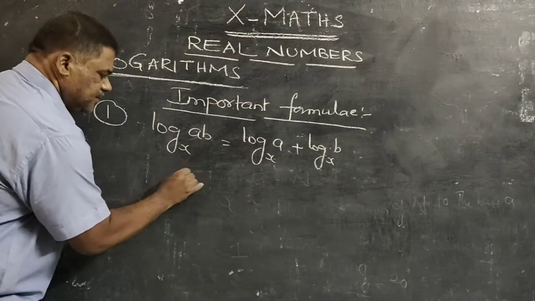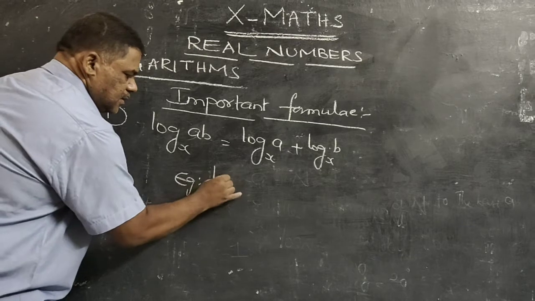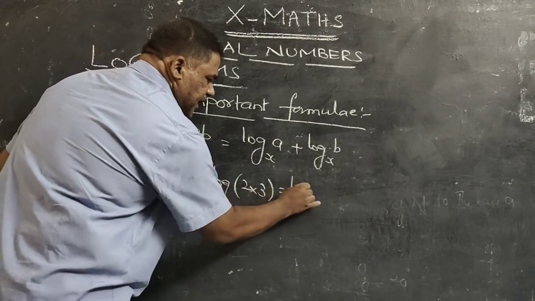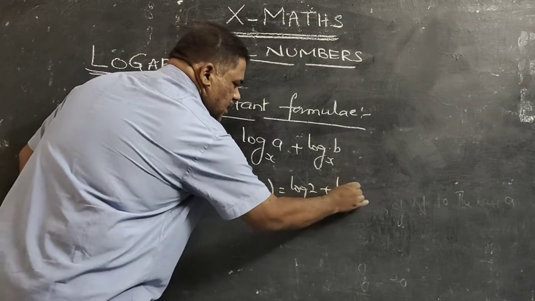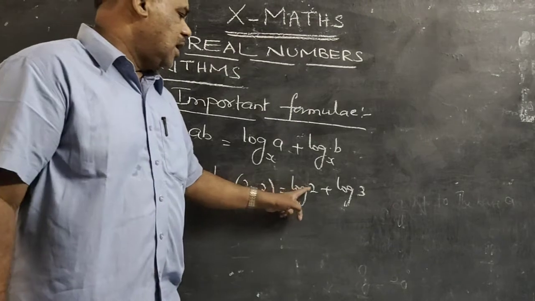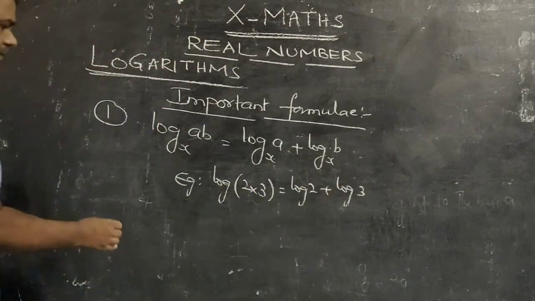For example, if log 2 into 3 is there, then we should write it as log 2 plus log 3. Log A into B is equal to log A plus log B.